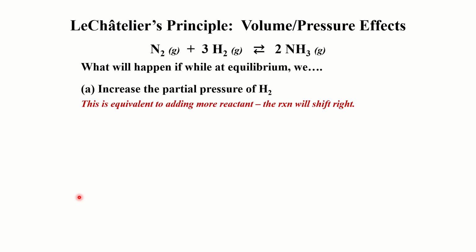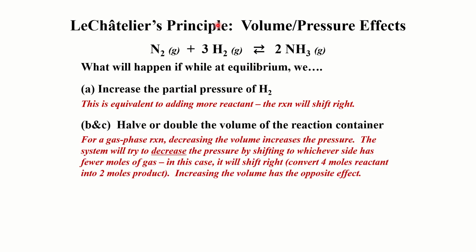Let's break these down. Increasing the partial pressure of H2 is equivalent to adding more reactant. So if you increase the partial pressure of H2, you are essentially just adding more H2. If you're adding to the left side, the reaction will shift right in response. B and C are a little tricky. Halve or double the volume of the reaction container.